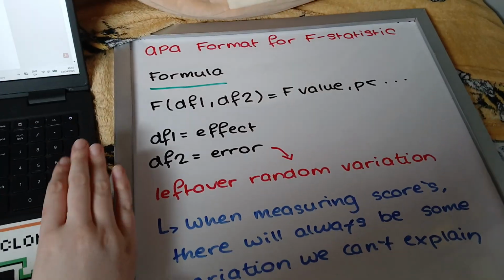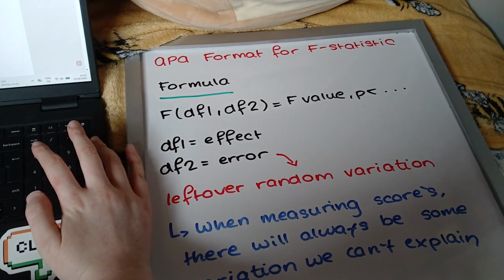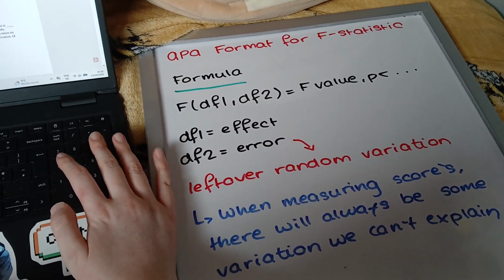So for this, degrees of freedom 1 is the effect. That's just what we've been doing all this time, so that's the number of levels minus 1. And degrees of freedom 2 is the error.